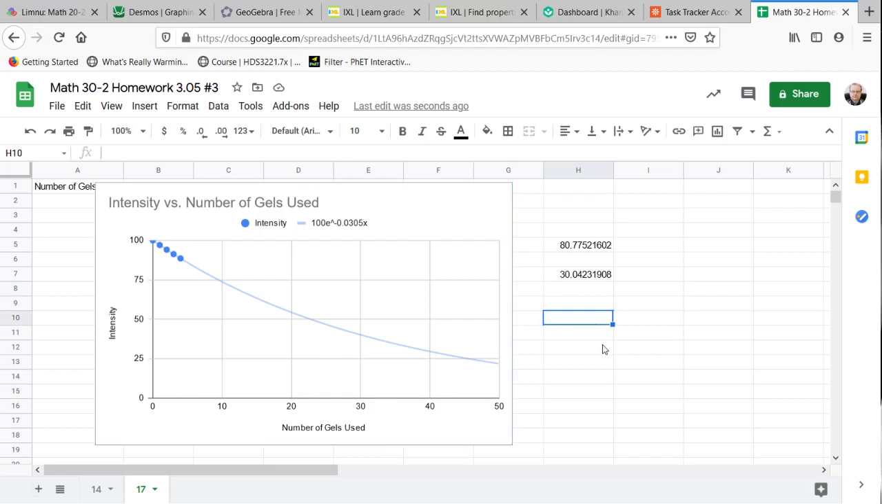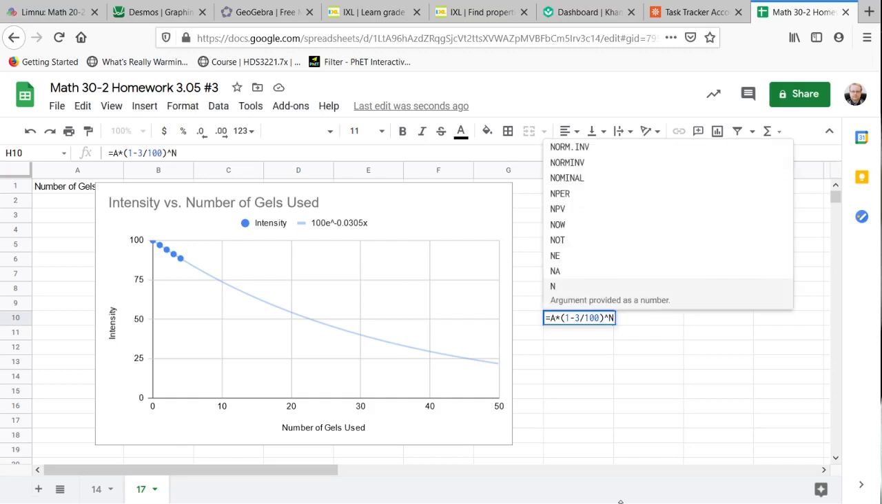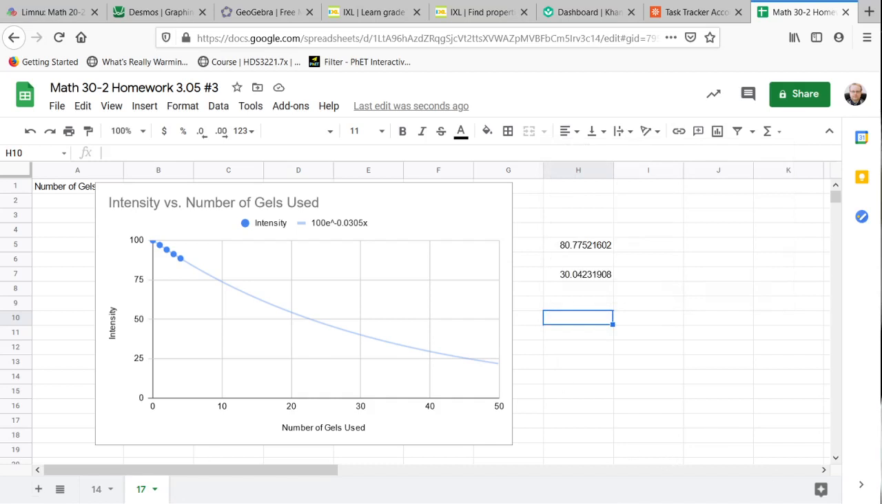And remember, for the algebraic version, we're going to have the original amount first times 1 minus the percent loss. In this case, it looks like about 3 over 100. And the exponent will be the number of gels used. That will just confuse our spreadsheet, so we'll get rid of that. But that finishes homework solution 3.05, number 3.